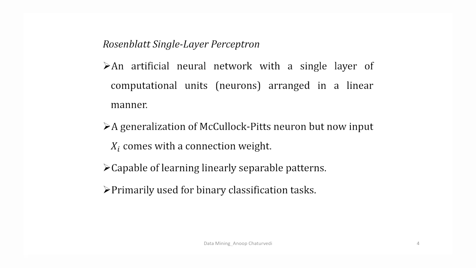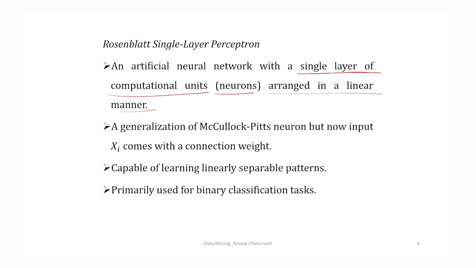Now, we consider Rosenblatt's single layer perceptron. This is an artificial neural network with a single layer of computational units, that is neurons, and these computational units are arranged in a linear manner. So, you have input variables, and then we combine the input variables in a linear manner, and it also has only a single layer of computational units.